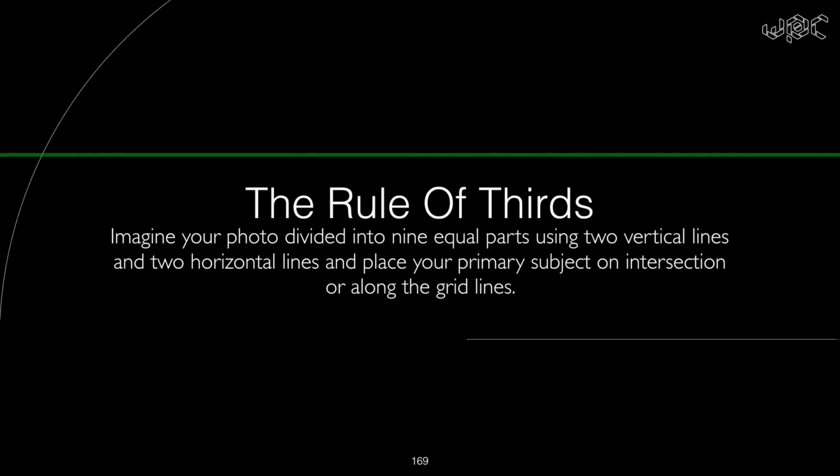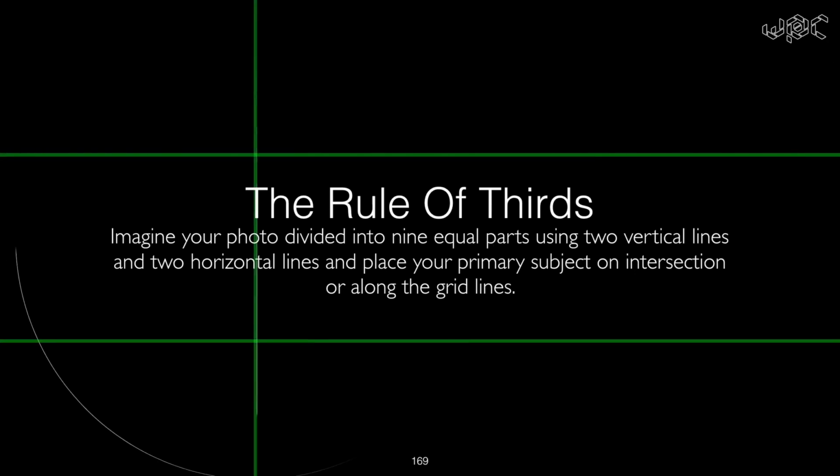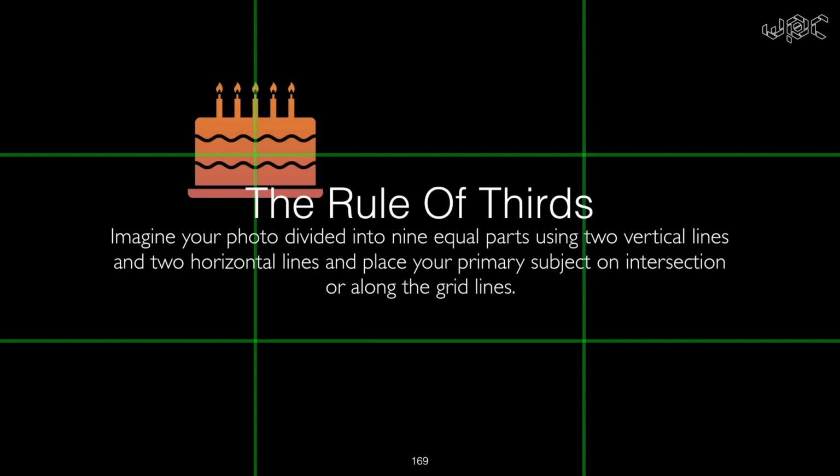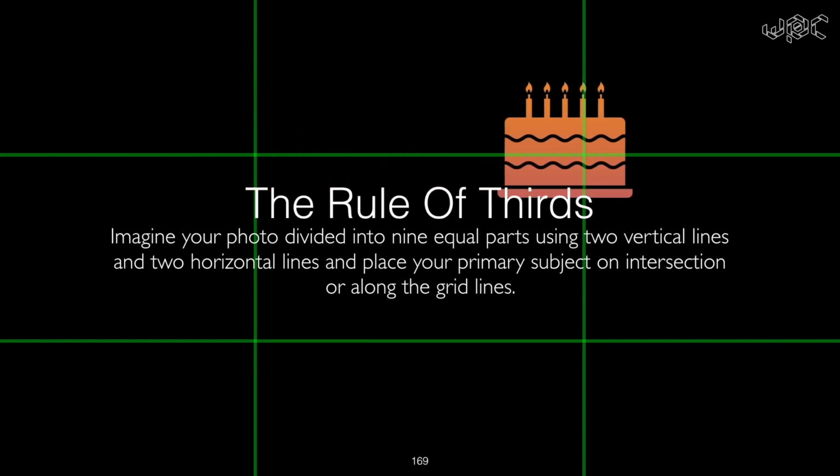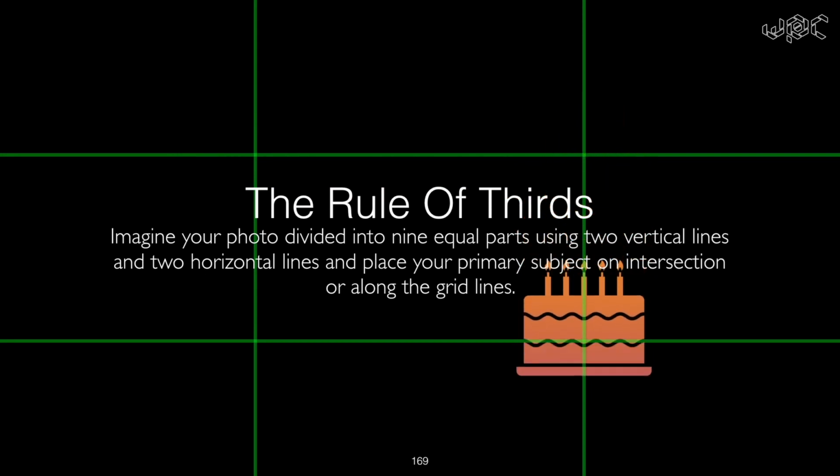Imagine your photo divided into 9 equal parts using 2 vertical and 2 horizontal lines, and place your primary subject on the intersection or along these lines. This is mostly the first rule to start with, but is a very powerful tool to create engaging photos.